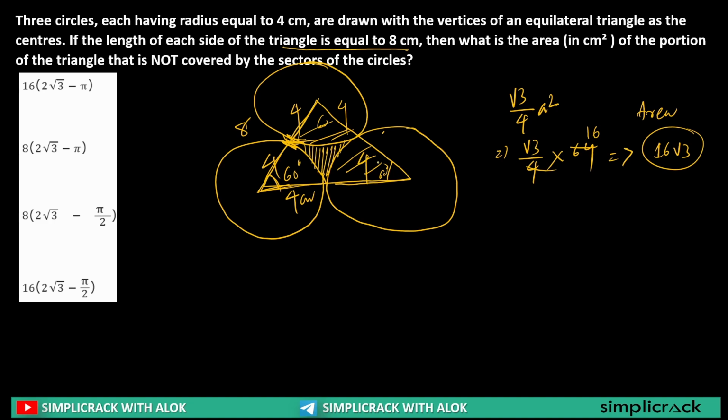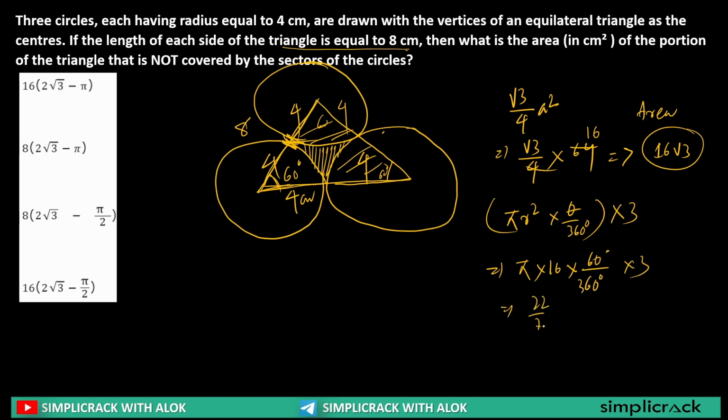Now what is this? These are the sectors. I can write pi r square into theta by 360 degrees, for 3 sectors, right? So pi into r square, that is 16, into 60 by 360 degrees into 3. So 22 by 7 multiplied by 16 into 1 by 6 into 3. That is the correct way to solve it.